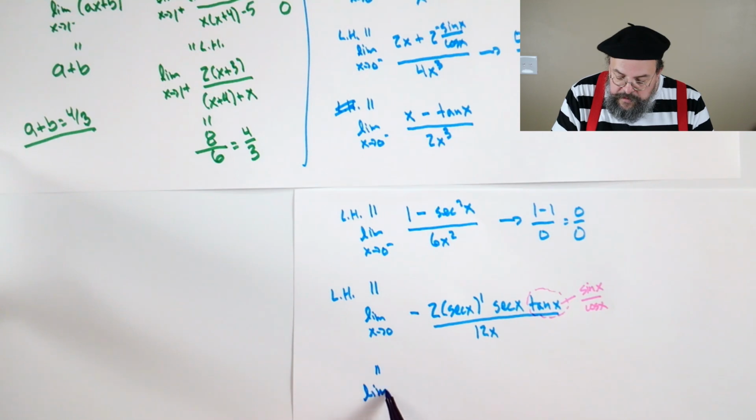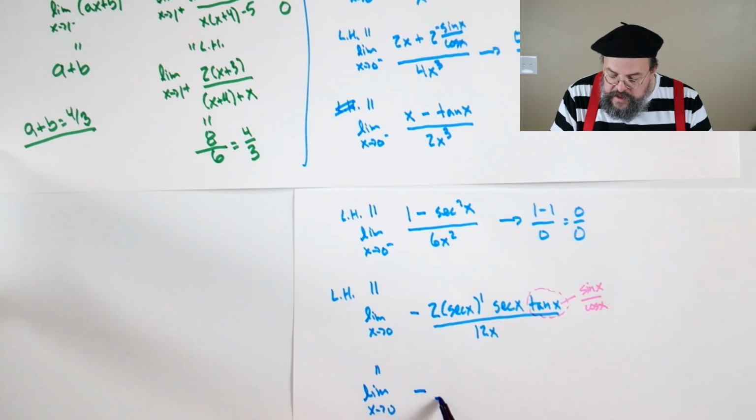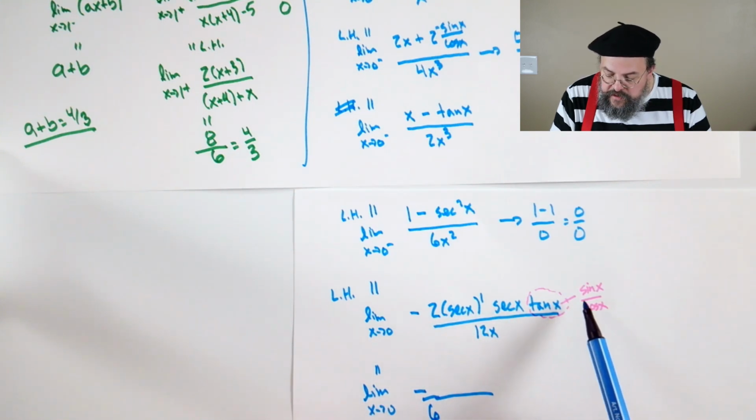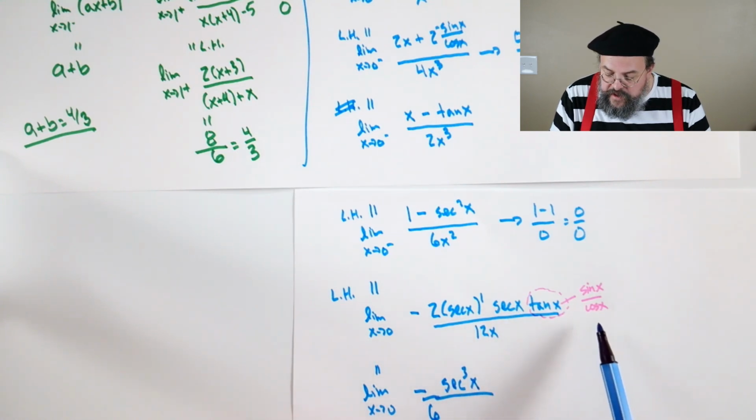So what do we have? This is the limit as x goes to 0. 2 goes into 12, so that would leave us with a minus upstairs and a 6 downstairs. There's a secant, and this cosine, it's one over cosine, it's like another secant. So now we have 3 secants, secant cubed. That takes care of the secant and that cosine. And then we have a sine x and an x.